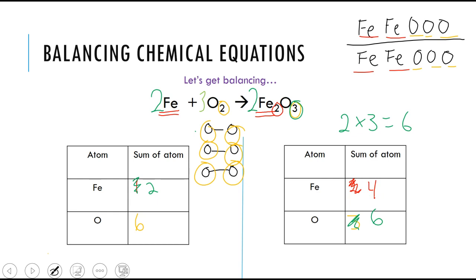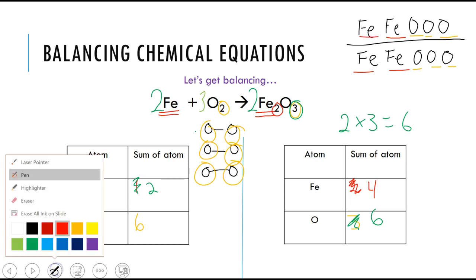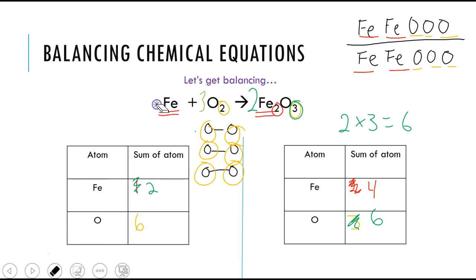Where on the left-hand side, we only have 2. But this, thank goodness, is an easy fix. If we change this coefficient, we change it all, and we change it to a 4. That is simple and easy. Now we have 4 irons on the left-hand side.